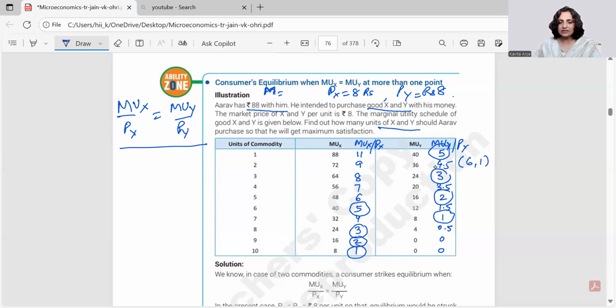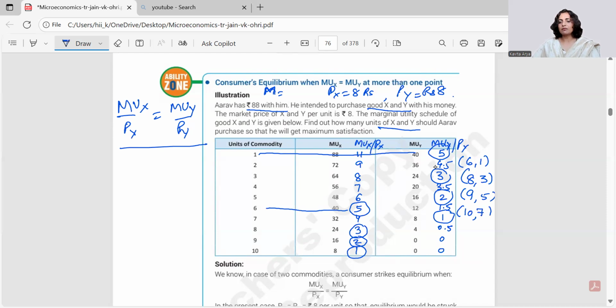Why I have written so? Because at the 6th unit, he is getting MUX by PX equal to MUY by PY. So here he is buying 6 units of X and 1 unit of Y. Similarly, if you check out for this 3 and 3, he gets to have 8 units of X and 3 units of Y. Move ahead. For 2, it is 9 units of X and 5 units of Y. And the last bundle, the probable set for his satisfaction, is 10 units of X and probably 7 units of Y.